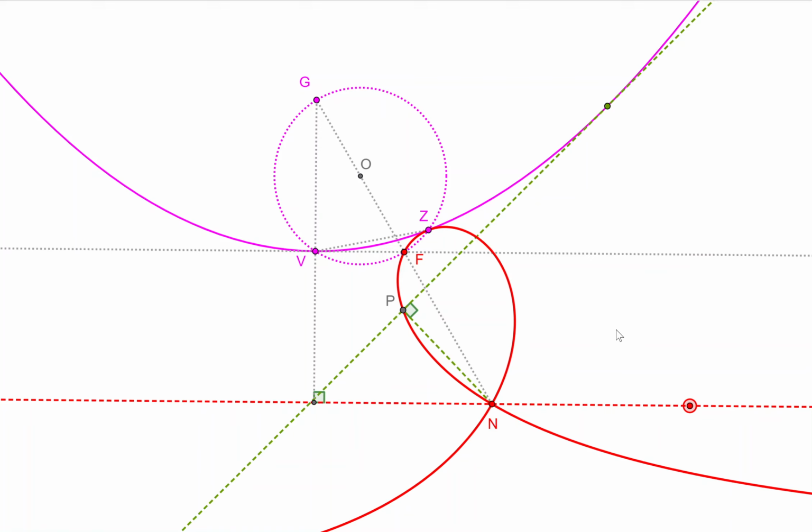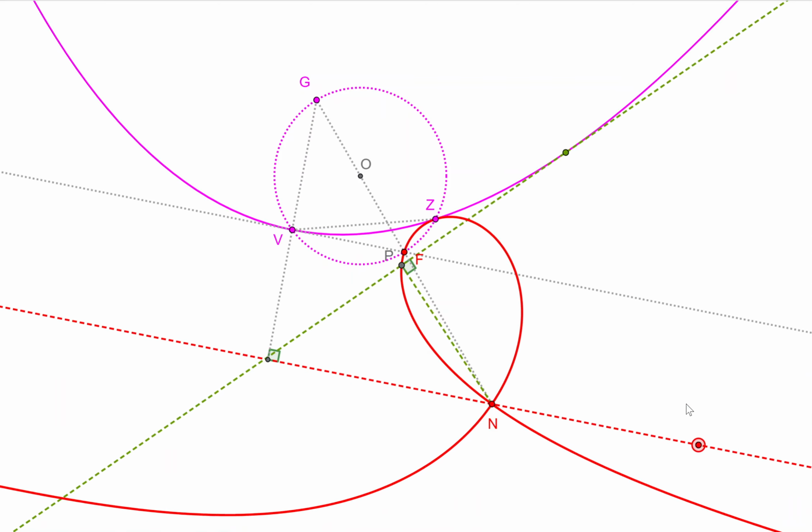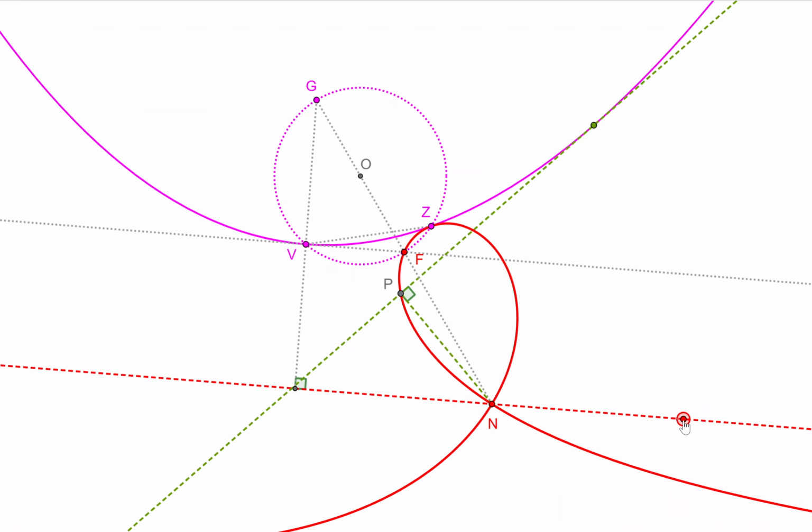A very interesting remark is that the N-antipedal curve to the strophoid is a parabola, whose focus is a reflection of N about F. You get G, that's the focus of this parabola, the magenta curve, and whose directrix coincides with the asymptote. So these two curves are interrelated.